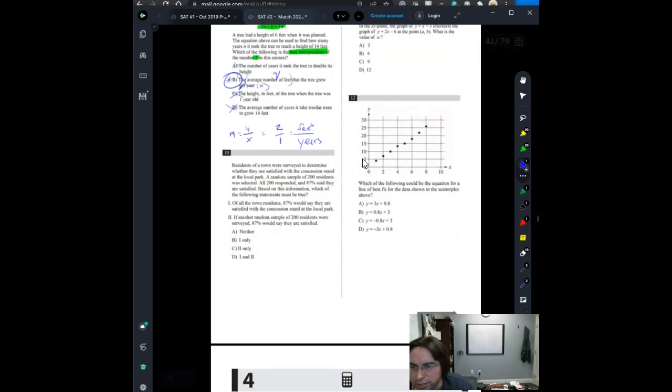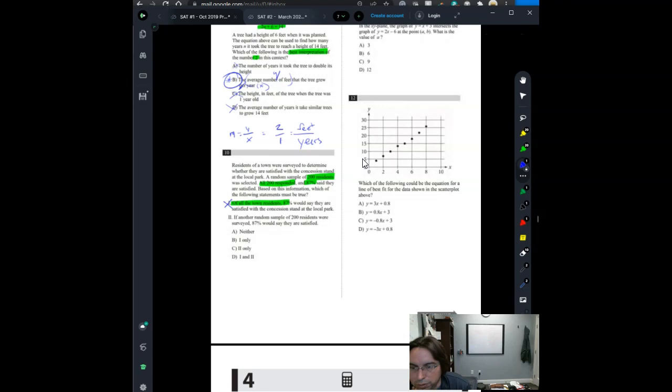Okay, number 10 says the residents of a town were surveyed to determine whether they are satisfied with the concession stands at the local park. A random sample of 200 residents were selected. All 200 responded, and 87% said they are satisfied. Based on the information, which of the following statements must be true. It says all the town residents, 87%, would say they're satisfied with the concession stands. Well, we can't say that. We can't extrapolate, just because we have a random sample of 200 and 87% said they were satisfied, that the whole town would say they were satisfied. So that is not true.